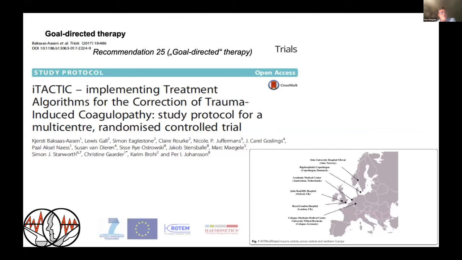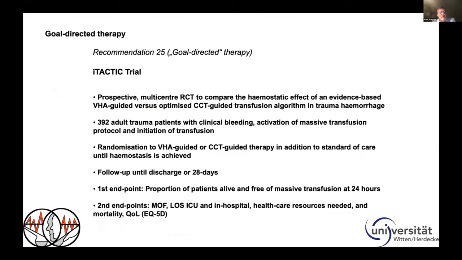The last study I would like to share with you was the iTACTIC trial that was conducted across 6 major European trauma centers. In the context of our pan-European trauma network, this study was conceptualized as a prospective multicenter randomized controlled trial to compare the hemostatic effect of an evidence-based viscoelastic-guided versus an optimized conventional coagulation test guided transfusion algorithm in trauma hemorrhage. We were able to randomize almost 400 patients with clinical bleeding, activation of a massive transfusion protocol, and initiation of transfusion.